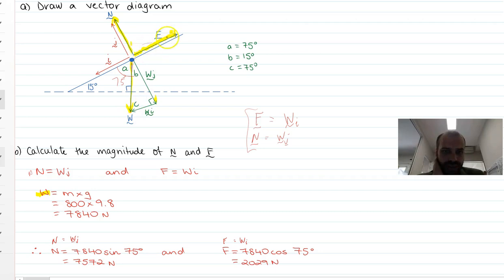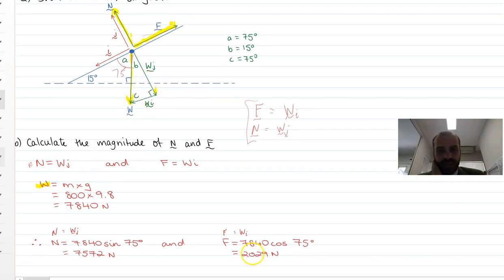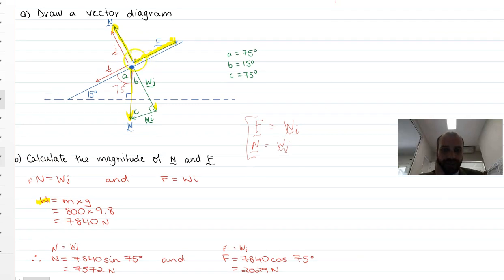Now, those arrows don't look the same length, but they should be the same length. They'll be equal, which is 2029 newtons. So it's 2029 newtons being applied up the hill as a brake force to stop the car from driving down the hill. 7,572 newtons is our normal contact force, the force that the ground is applying to the car to stop the car from falling straight down or down through the road.